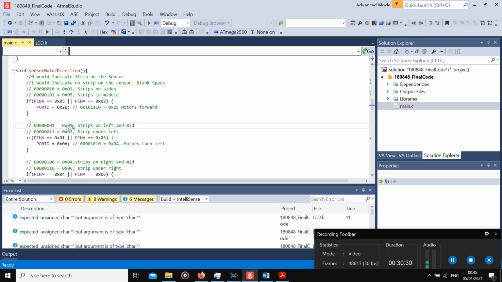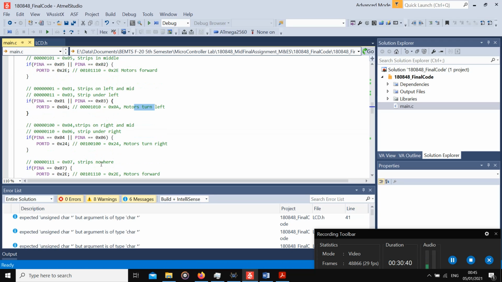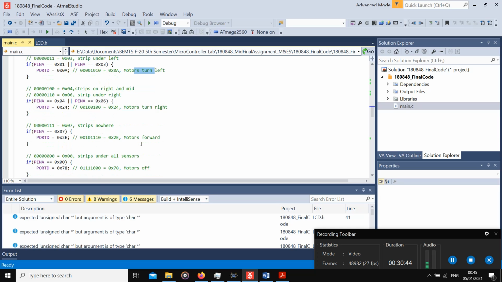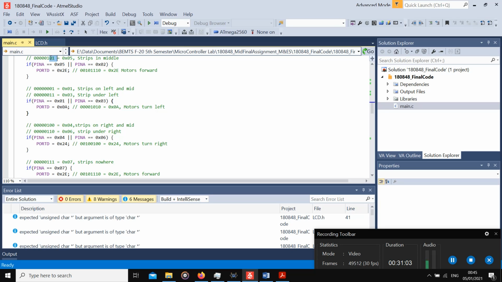Then you have other conditions over here: if the strip is on the left or under the left, then your motor turns left. Similarly, for strips on the right or under the right, your motor goes right. If there is no strip, then your motors are going to go forward. So your robot is going to just go ahead, and it is going to keep moving forward until it finds a strip, in which case it is going to obey one of these commands.